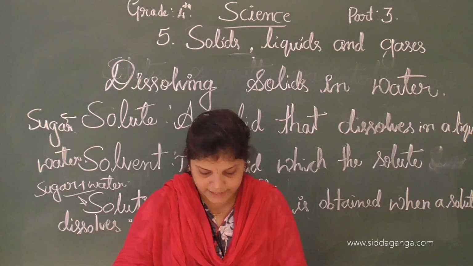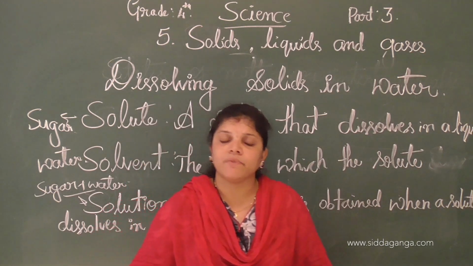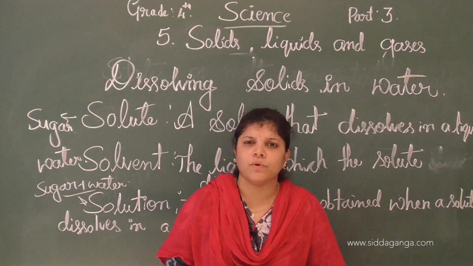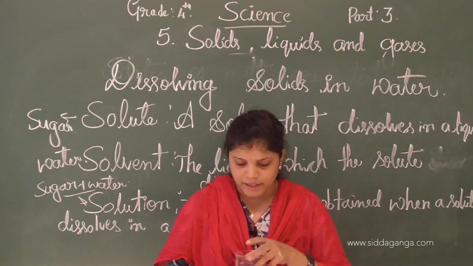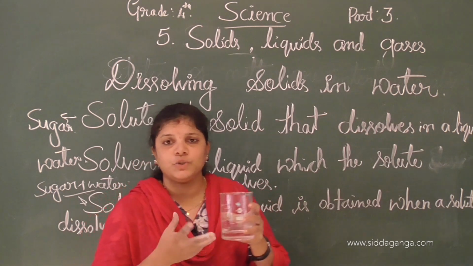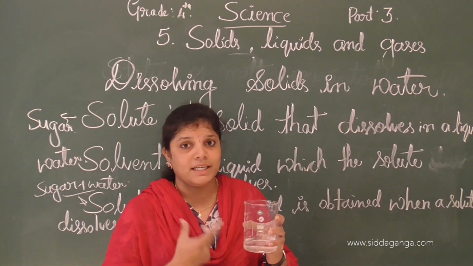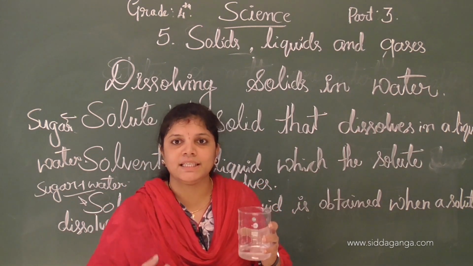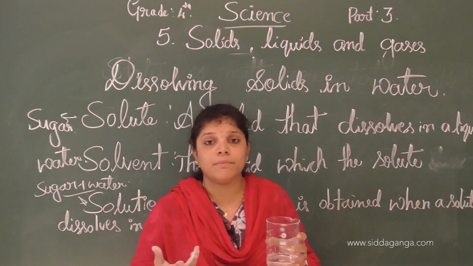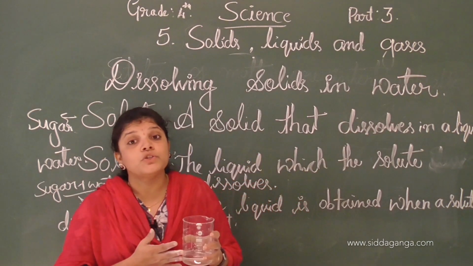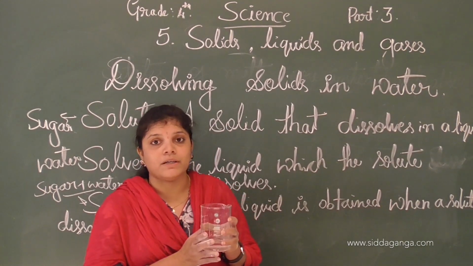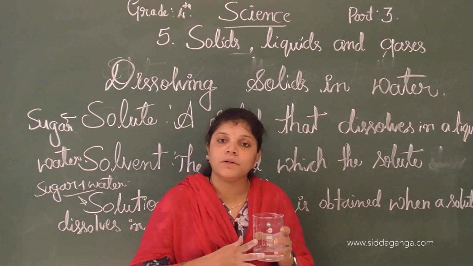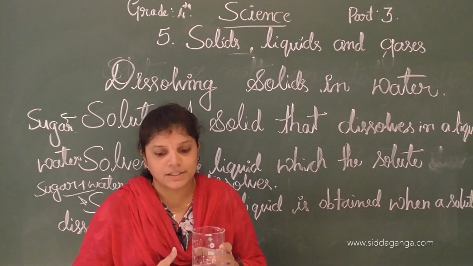Okay, next, see what happens when sugar dissolves in water. Normally when sugar dissolves in water, it becomes sweet sugar syrup. When we taste this solution, it is sweet in taste. Okay, one more example activity, we can put salt also. See, salt also dissolves in this solvent. Now if we put salt in the solvent, it started to dissolve.